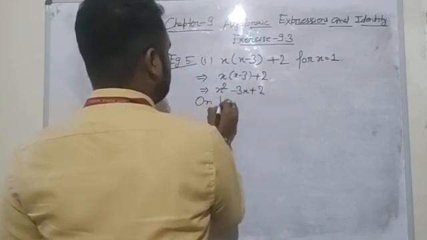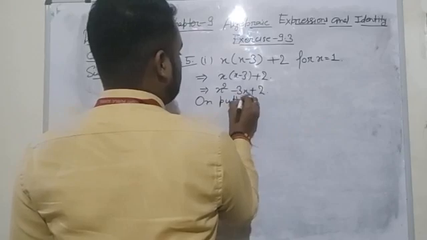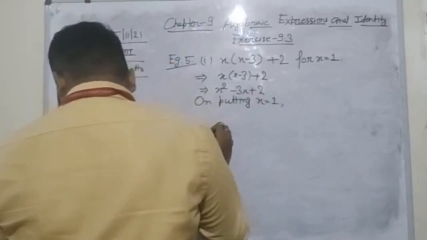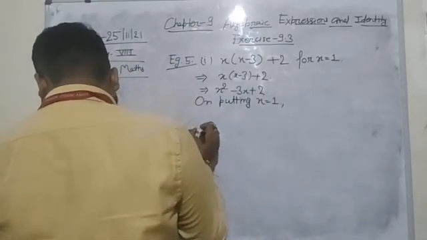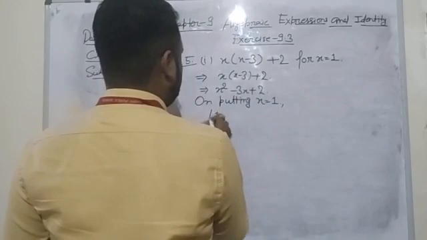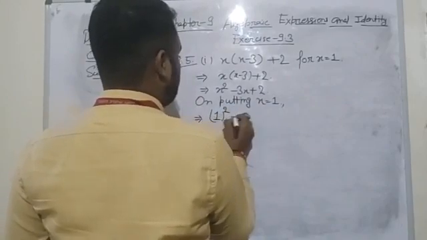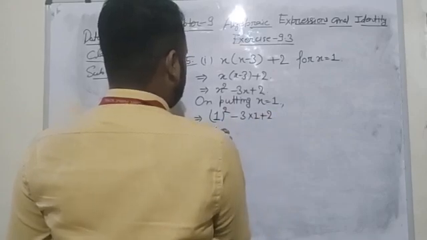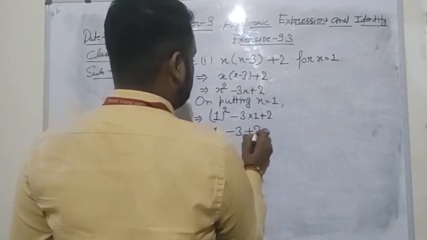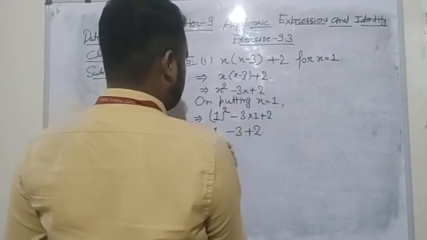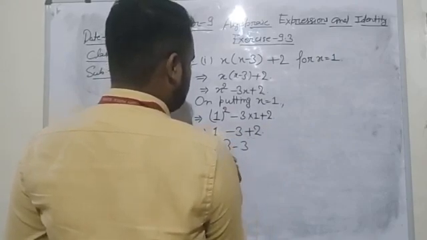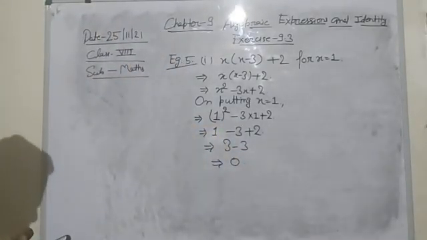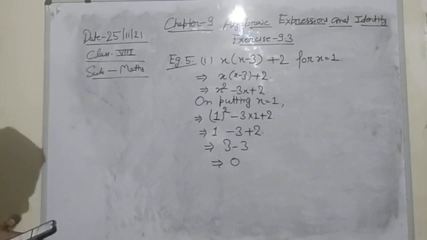On putting x equals to 1 in the expression, we have 1² − 3 × 1 + 2. That is 1 − 3 + 2. 2 plus 1, that is 3, minus 3, that is 0. So 0 is the answer of this example. So note it down.